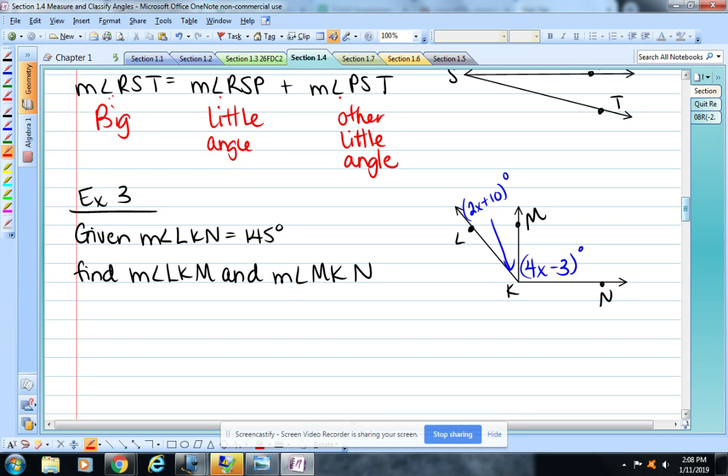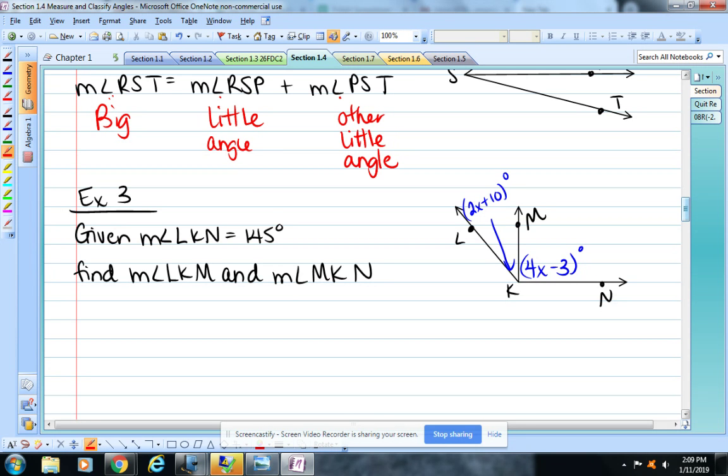They want me to find the measure of LKM, which is this little angle, and MKN, which is this little angle. Now, before that, I got a bunch of x's, don't I? So I've got to find what x is. I don't know what x is. So to find x, I got to write an equation, just like we did yesterday. So it's going to be a little different. Little plus little equals big. And I know the big angle is 145 degrees.